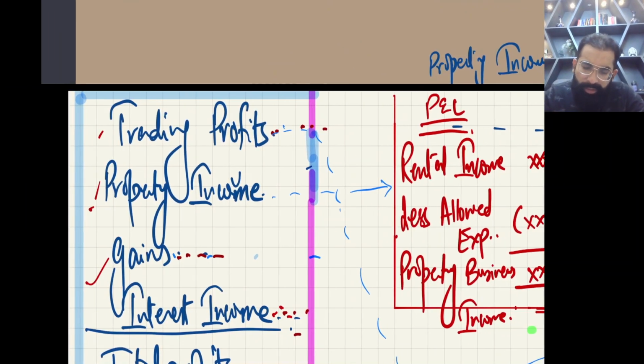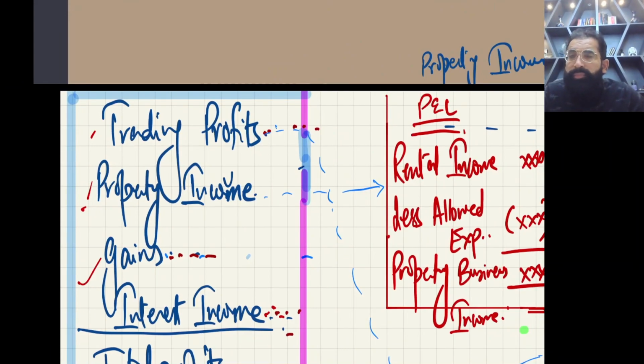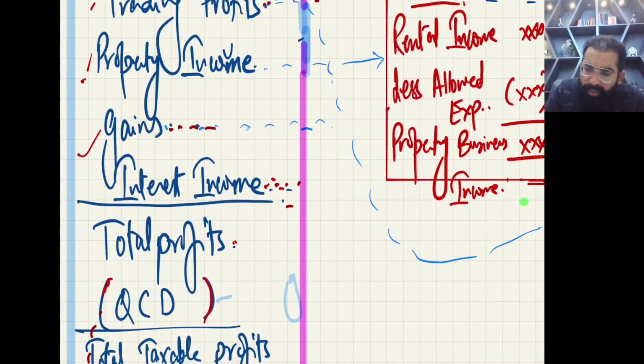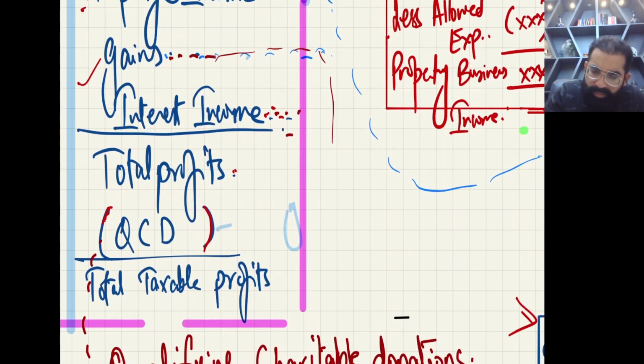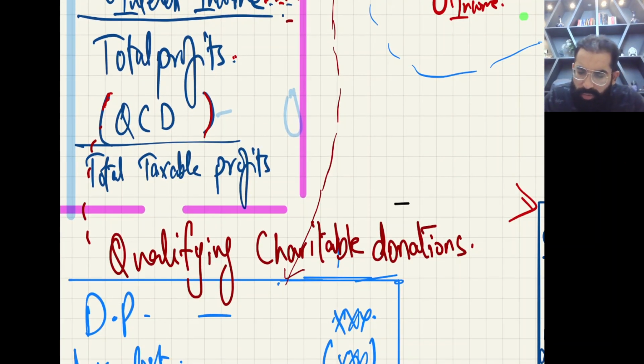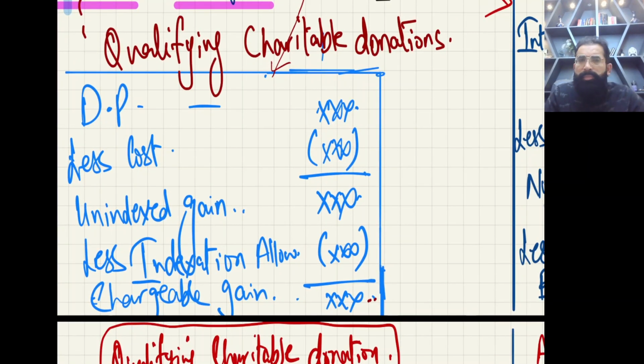Then the third thing is called gains, chargeable gains. When I was teaching you the chargeable gains topic, capital gains, in lecture 8 or so, I taught you CGT for companies. So this is the area. If you click on gains, this is going to be your destination. So this is the format of gains. I am sure you remember it. Disposal proceeds, DP, less cost is unindexed gain, and for companies you get indexation allowance until 31st December 2017. When you deduct indexation allowance, you finally get the chargeable gain.